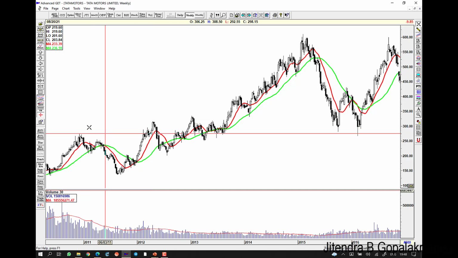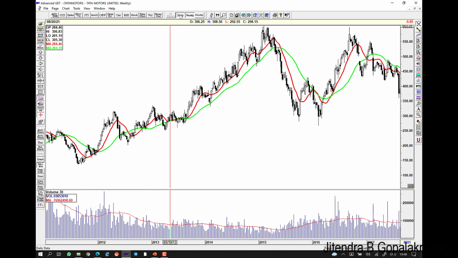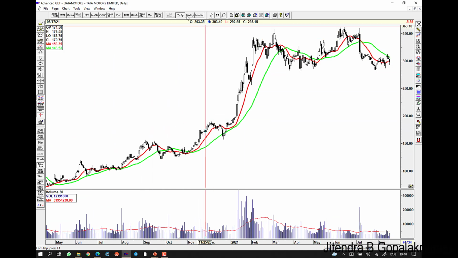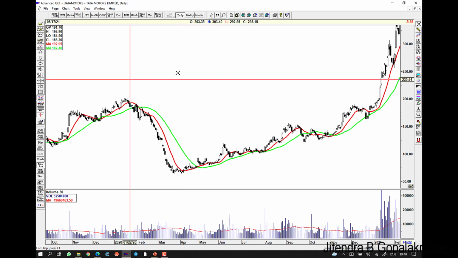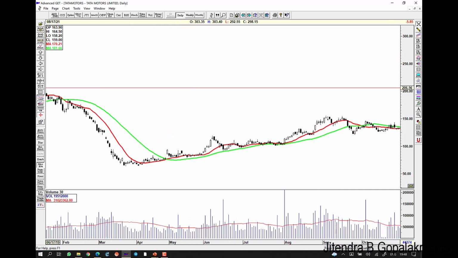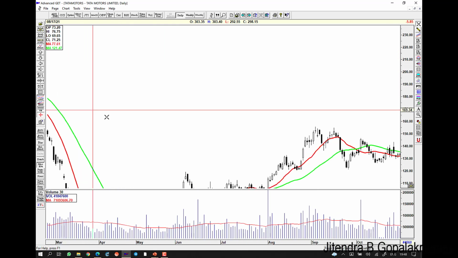So you have both 13 and 34, and the time frame you need to be in is the daily time frame. This one is for the daily time frame. Don't use this for weekly, use this for daily time frame. That is what we will use.